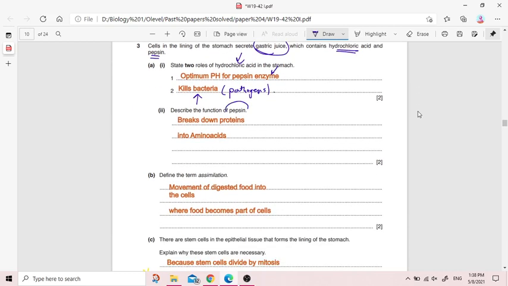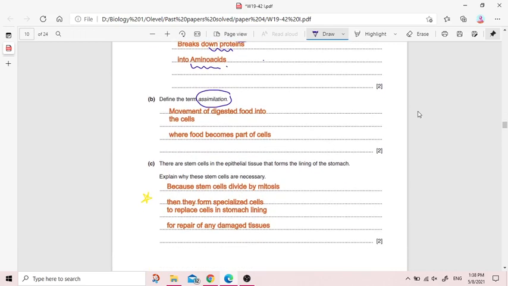طب what is the function of the pepsin? It is a protease enzyme, type of protease enzyme. يبقى it breaks down proteins into amino acids which are small and soluble. Define the term assimilation. يعني ايه assimilation? It is the movement of the digested food into the cells. طب after they go into the cells, الcells بتبدأ تستخدم الفود ده, so they become part of the cells.